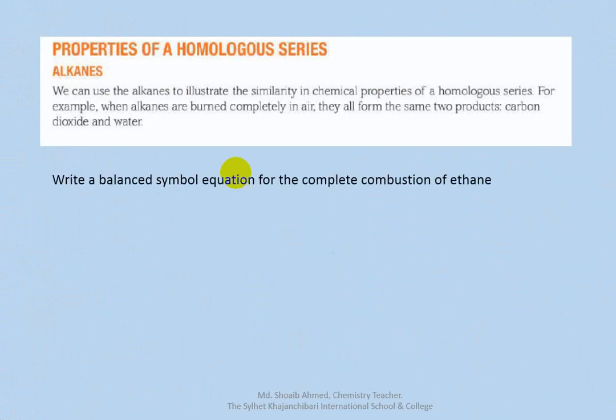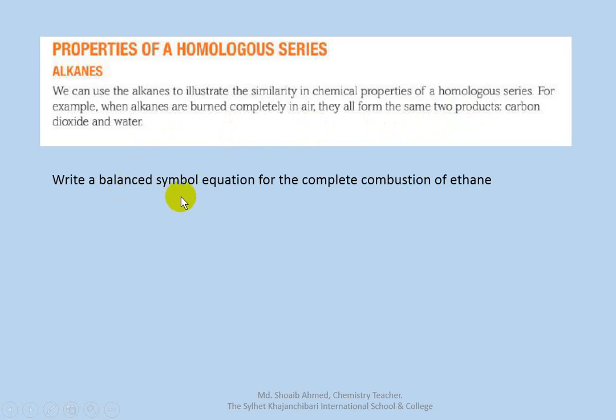Properties of homologous series. We can use the alkanes to illustrate the similarity in chemical properties of a homologous series. For example, their properties are similar. When alkanes are burned completely in air, they all form the same two types of product: carbon dioxide and water. All alkanes, when burned with oxygen, form the same two products: carbon dioxide and water.